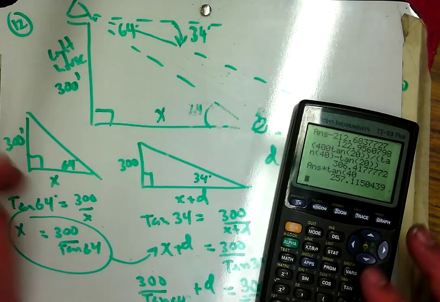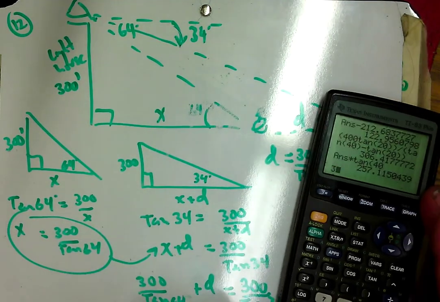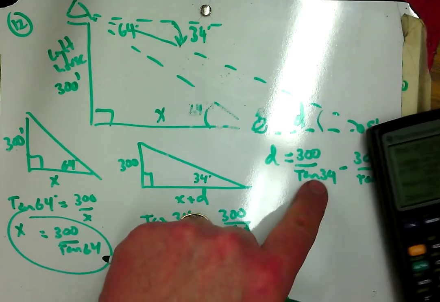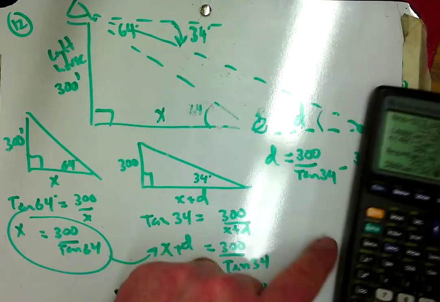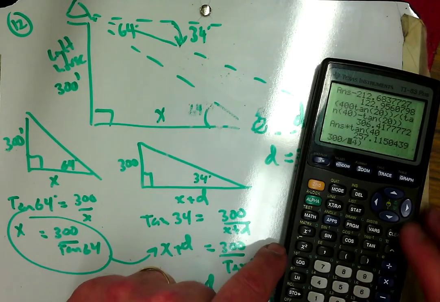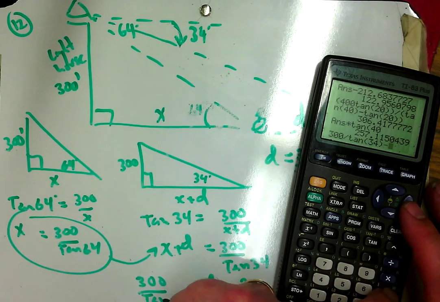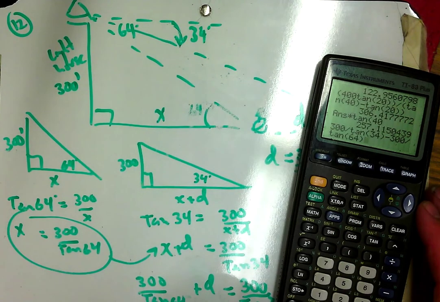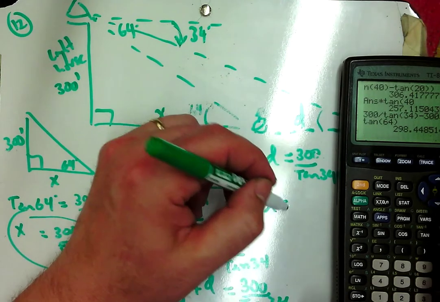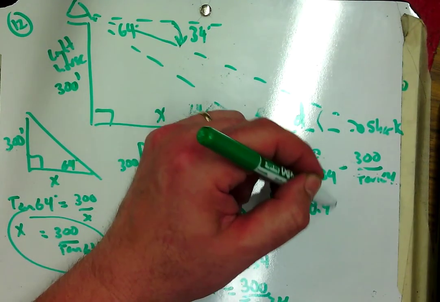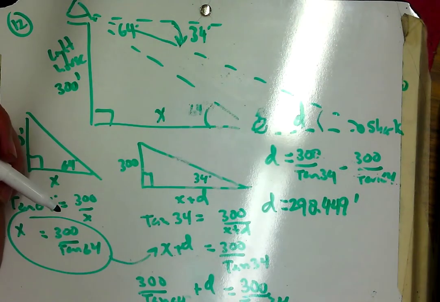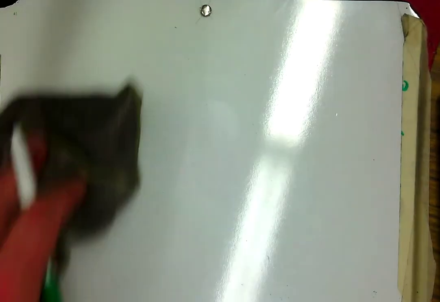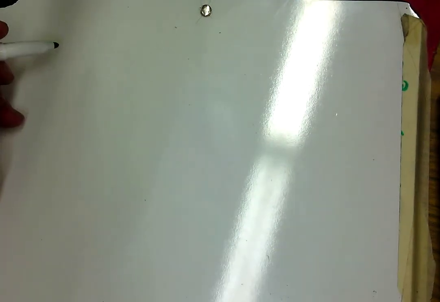We'll figure that out with our calculator. 300 divided by tan 34, minus 300 divided by tan 64. Notice I'm closing the parentheses on each of those trig functions, and I get that the distance between them is 298.449 feet. Okay, row fast, little boat. Watch out for that hungry shark. Okay, usually sharks leave humans alone. It's a big Shark Week myth.